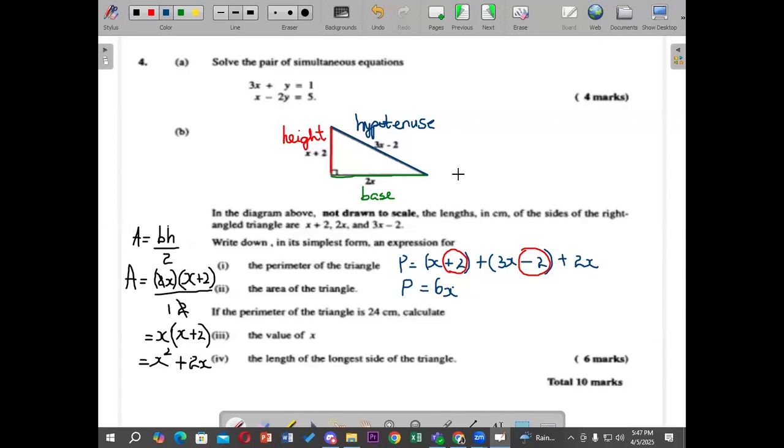This is the reason why this is something specific to right angle triangles. Once you have a right angle triangle, the side opposite to your right angle is called the hypotenuse, and the hypotenuse is the longest side of a right angle triangle. So if I want to determine the length of the longest side, first of all, we need to recognize that the hypotenuse is the 3x minus 2 side. And now from here, we're going to do a little substitution, and we'll be able to get an answer for the length of the hypotenuse.